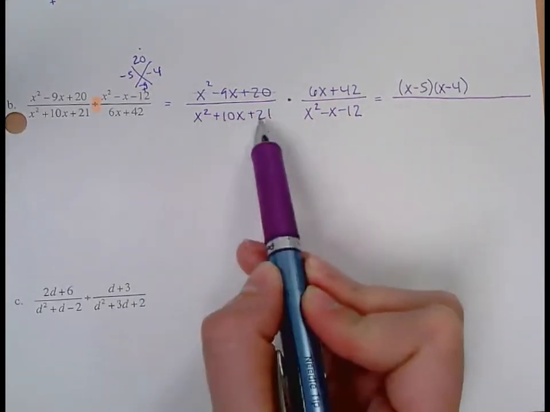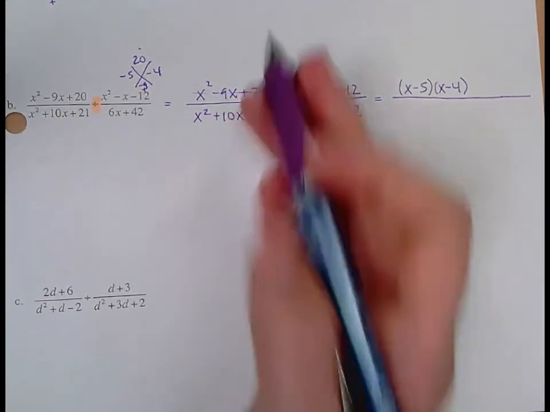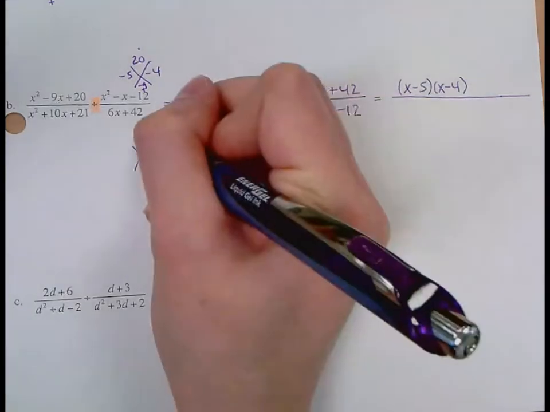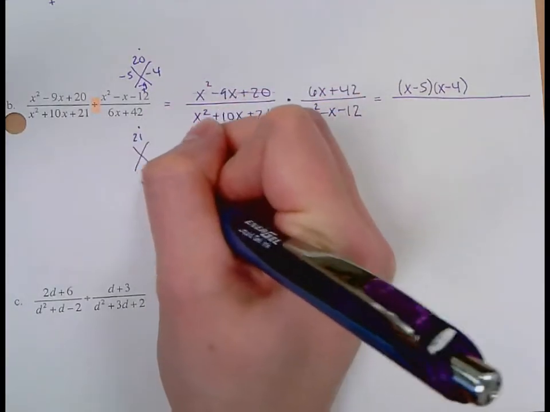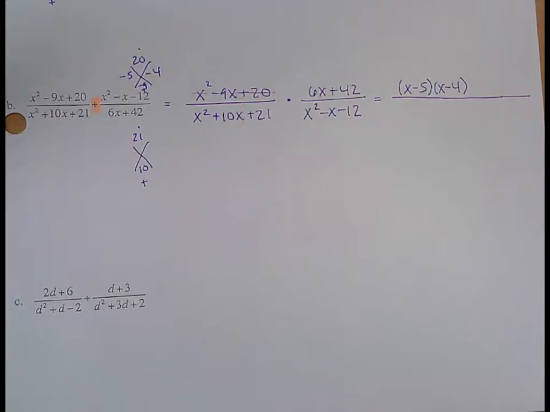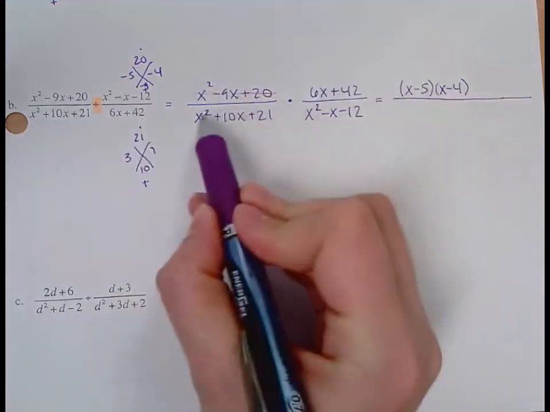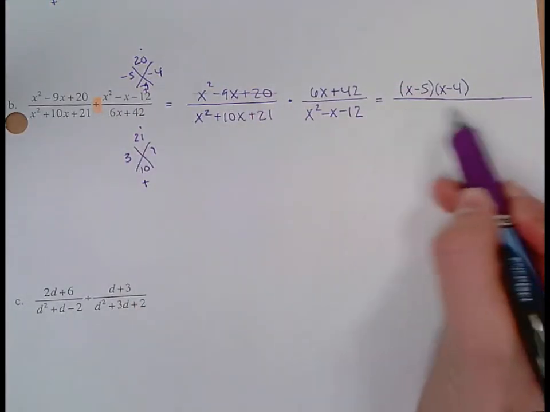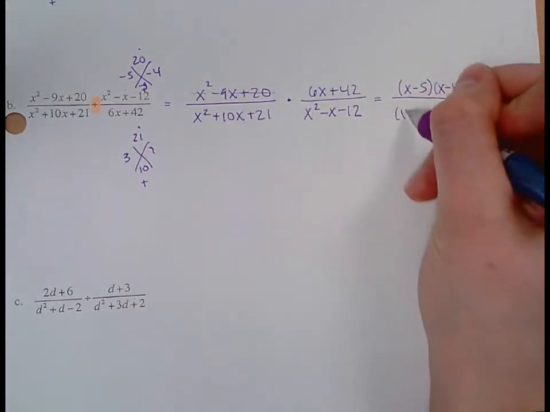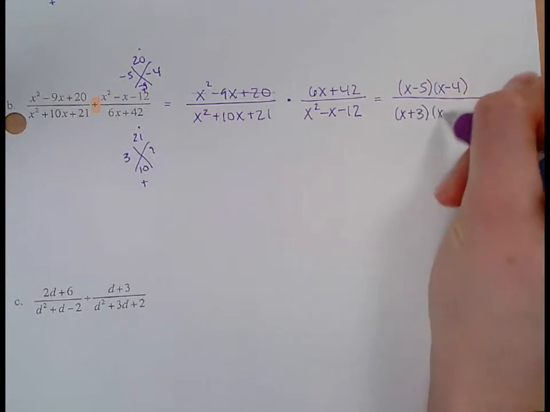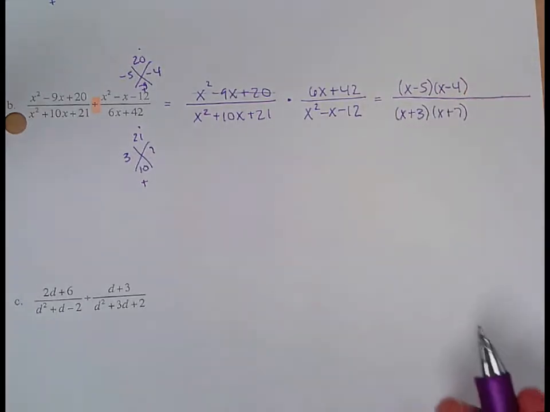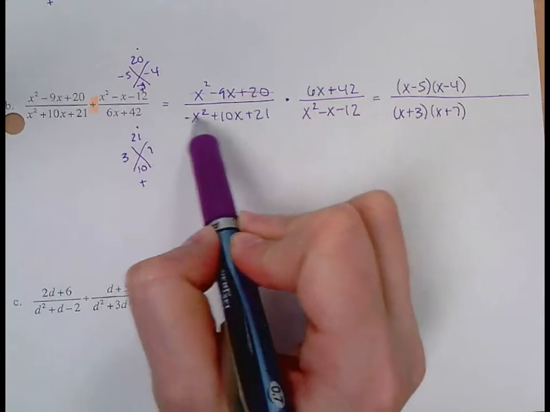On the bottom of that first fraction, x squared plus 10x plus 21, so multiplying to 21 and adding to 10. What numbers work for that one? 3 and 7. So the denominator of that first fraction, which I'm just going to write in the product right away, would be x plus 3 times x plus 7. So I factored that one.